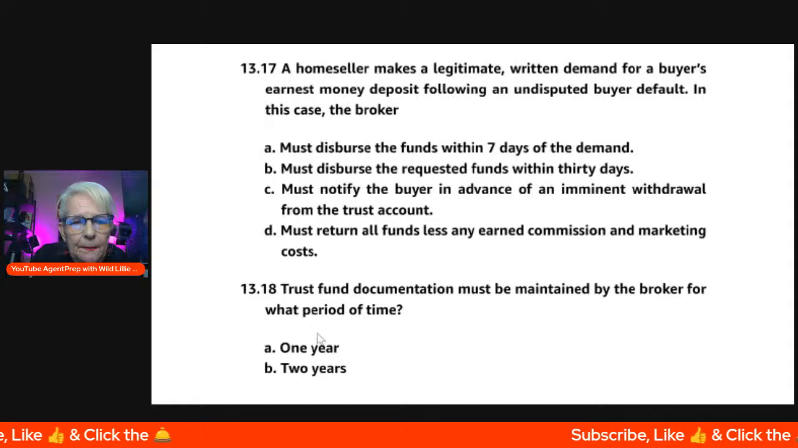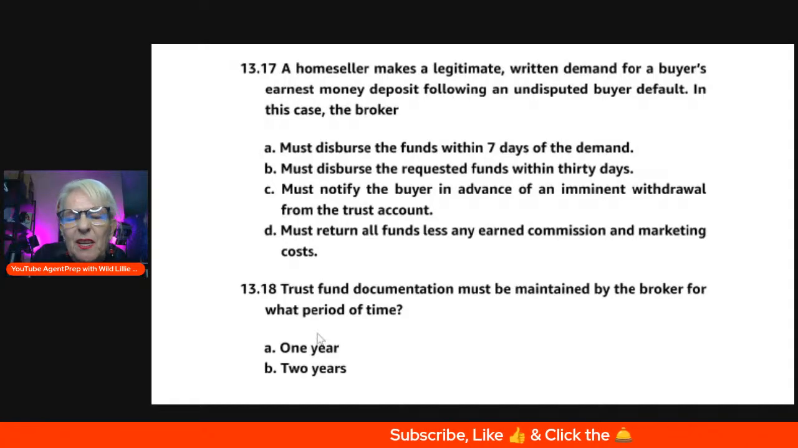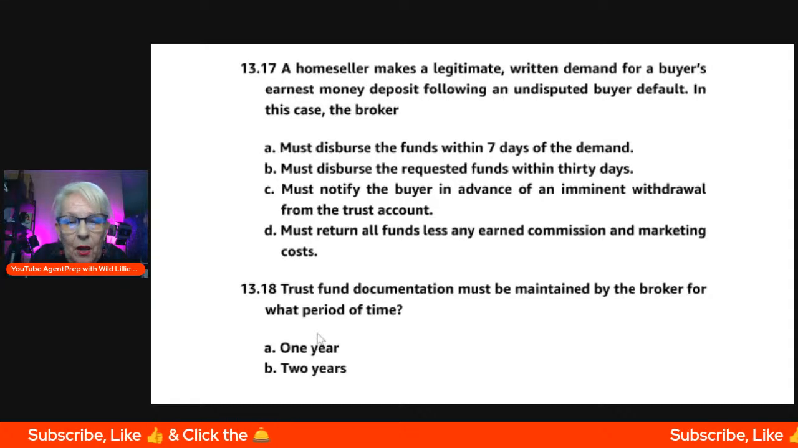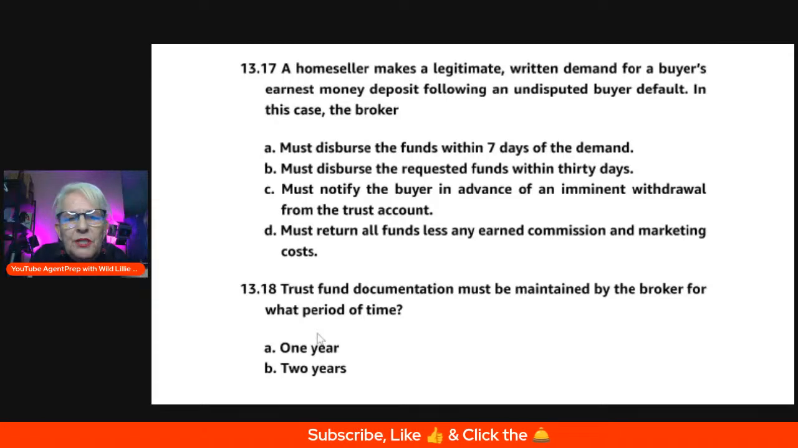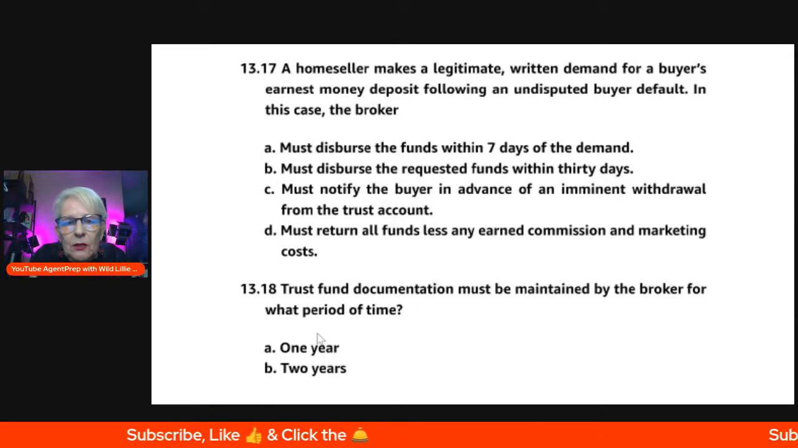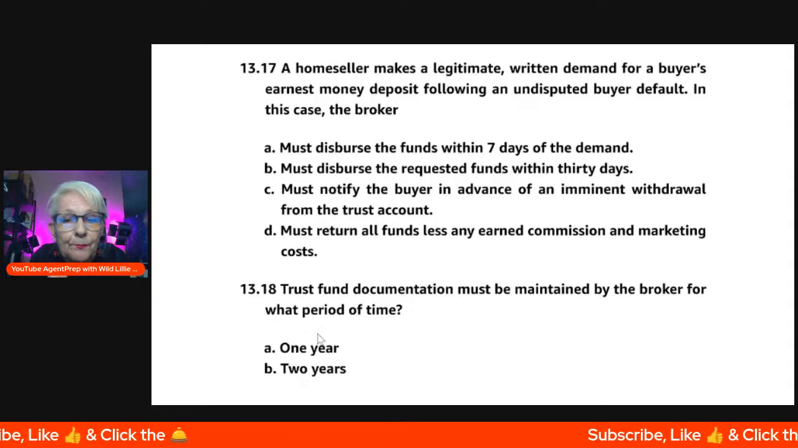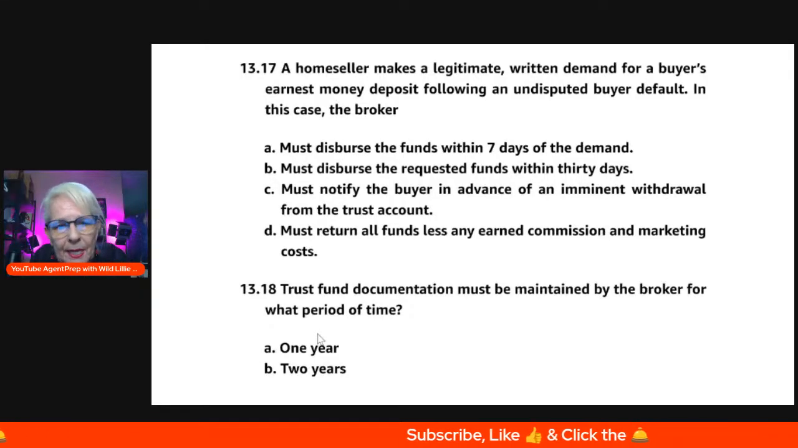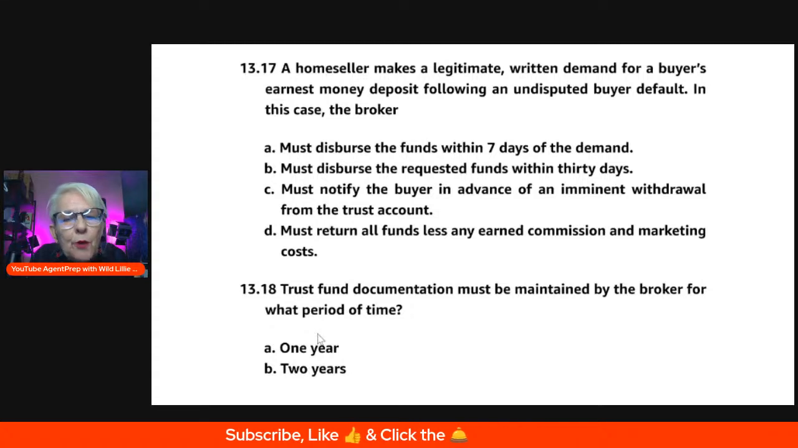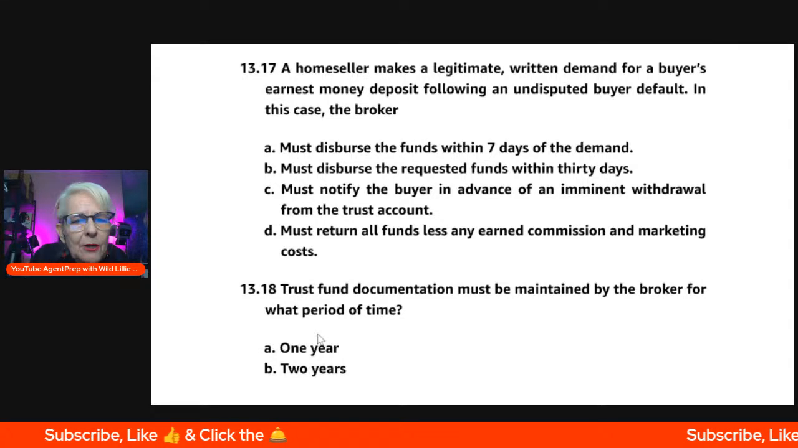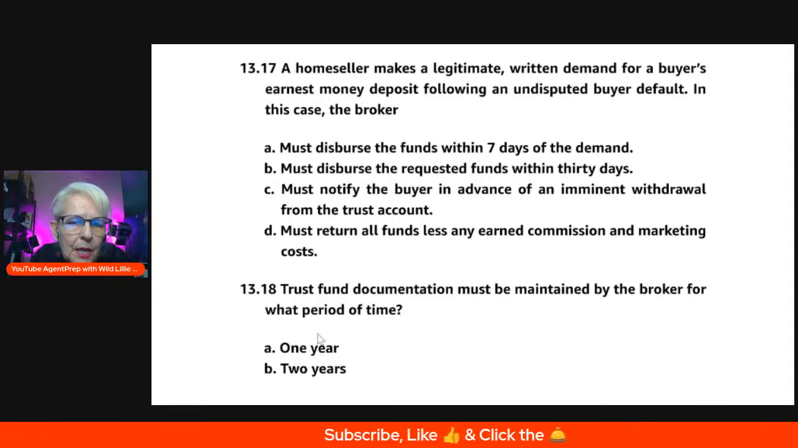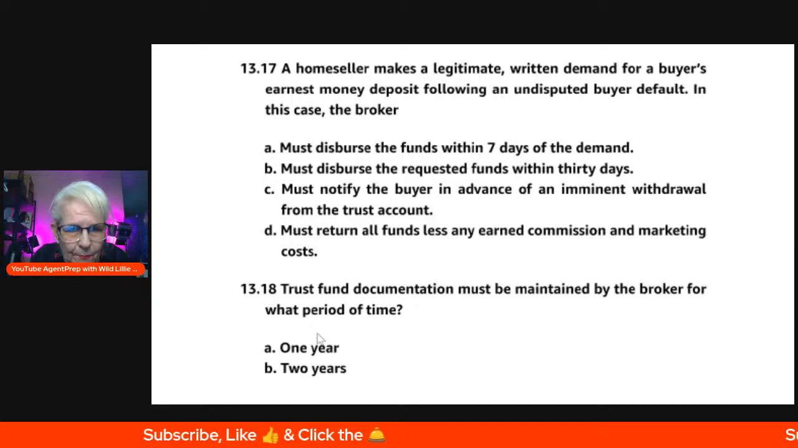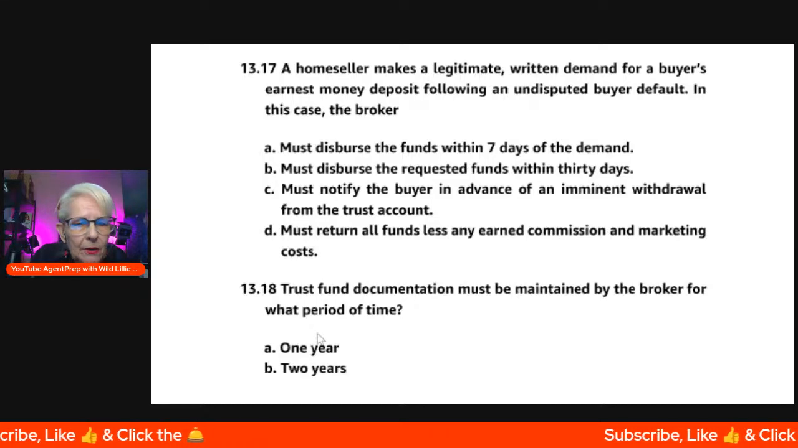Number 17. A home seller makes a legitimate written demand for a buyer's earnest money deposit following an undisputed buyer default. In this case, the broker does what? Okay, so what happens here? A home seller, so the seller has an offer from a buyer, and the money is with the title company. And they did a written demand for a buyer's earnest money deposit following what kind of a buyer dispute? An undisputed buyer default. That means the buyer doesn't disagree.